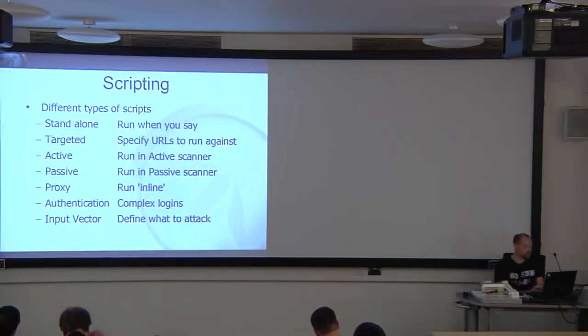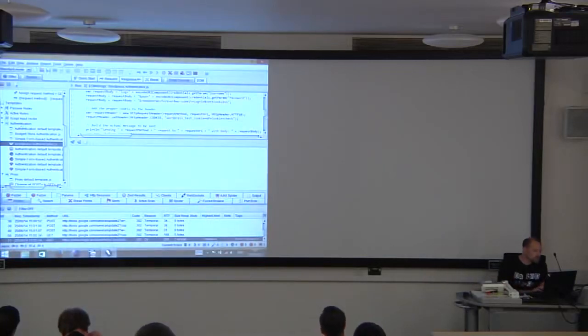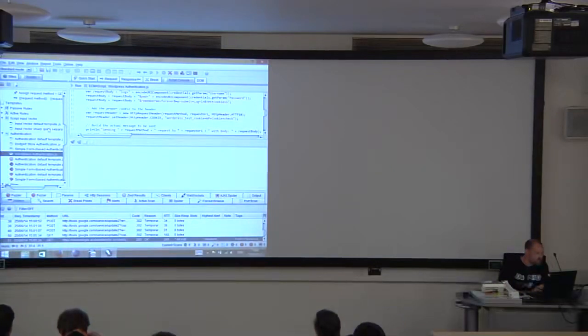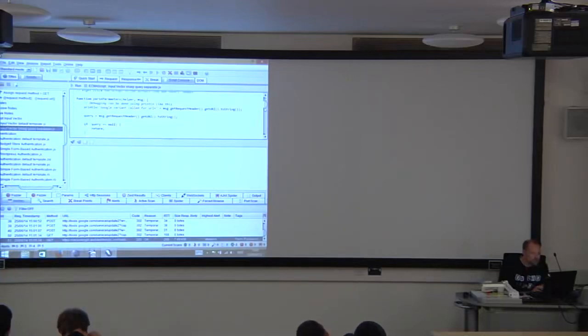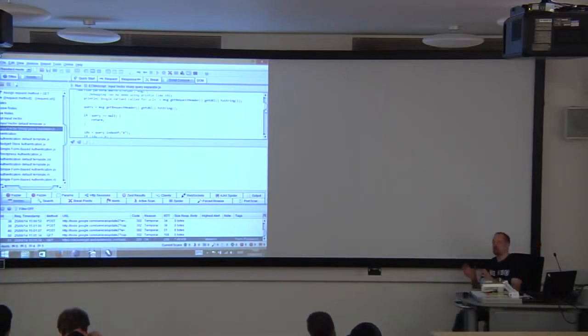And finally, we have input vector scripts. I think we've just got template ones. Oh no, we've got an input vector query separator. I don't know anything about this, but basically the input vectors are how ZAP understands the request and how it attacks them. So if ZAP isn't attacking the parameters in the right way, maybe they've been encoded or something like that, you can write an input vector script that allows ZAP to understand how to attack those things. So it means ZAP can attack the application in the right way.